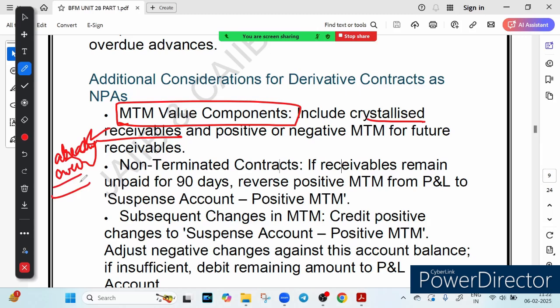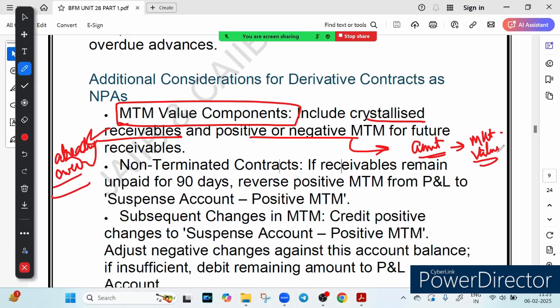Is it clear? And the second part is positive or negative MTM for future receivable. So these are the amounts we expect to receive based on the market value but not yet received. In simple terms, it is like checking if your future payments are still worth the same as when you made the deal. If the value changes, the MTM will reflect that change.